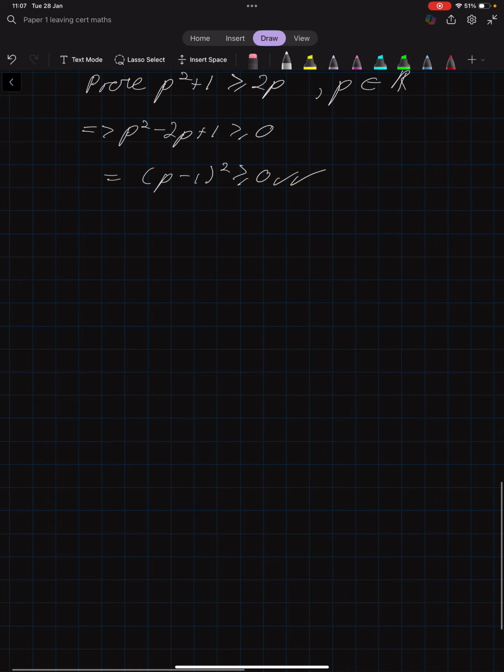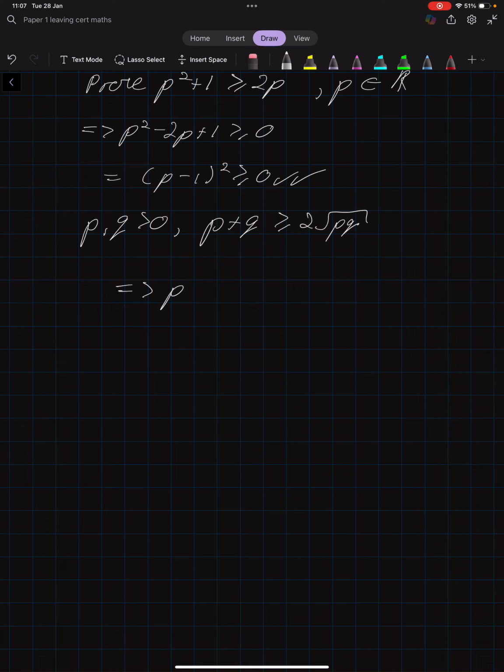Another one. I want to show that for p and q greater than 0, p plus q is greater than or equal to 2 root pq. Now this might look really weird, but it is quite literally the exact same thing. This means that p minus 2 root pq plus q is greater than or equal to 0, and this is equal to root p minus root q squared, which is indeed greater than or equal to 0. Okay, so yeah, that's all it is.